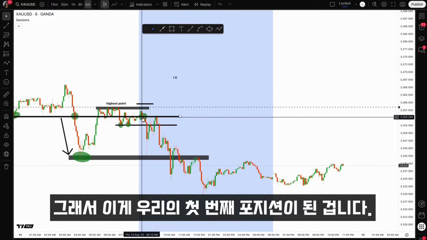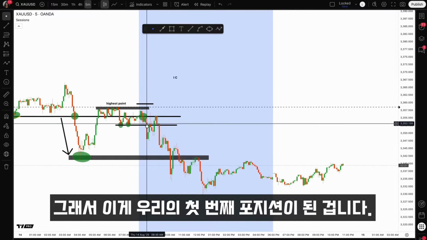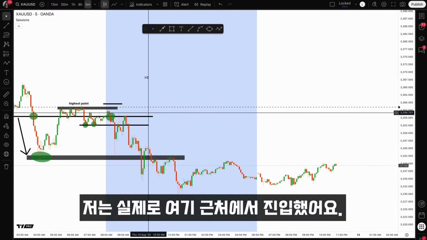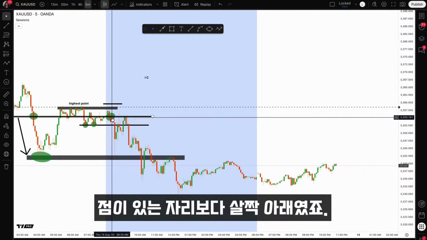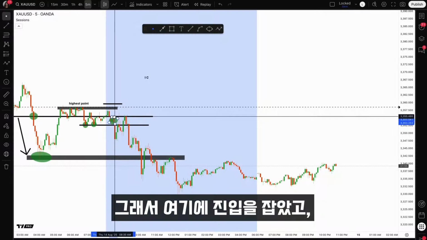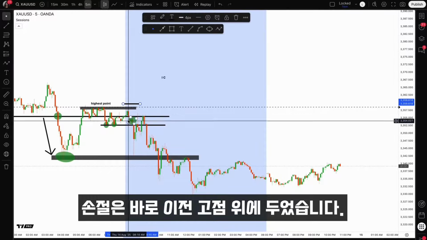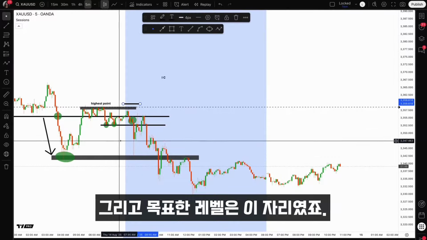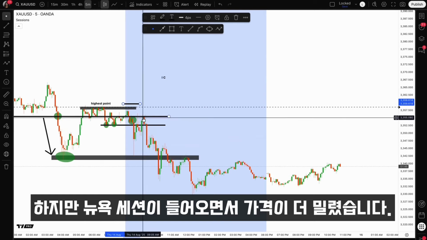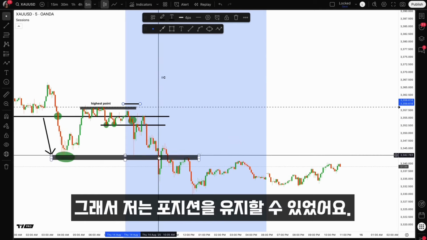So this would be our first position. I actually entered roughly right around this area. Actually, like just a tad bit lower where this dot is at. So I'm gonna kind of move it like right around here. And I had my stop loss above this previous high point. And I was targeting this level here, but New York session came in and gave us more of a push. So I was able to hold through that.